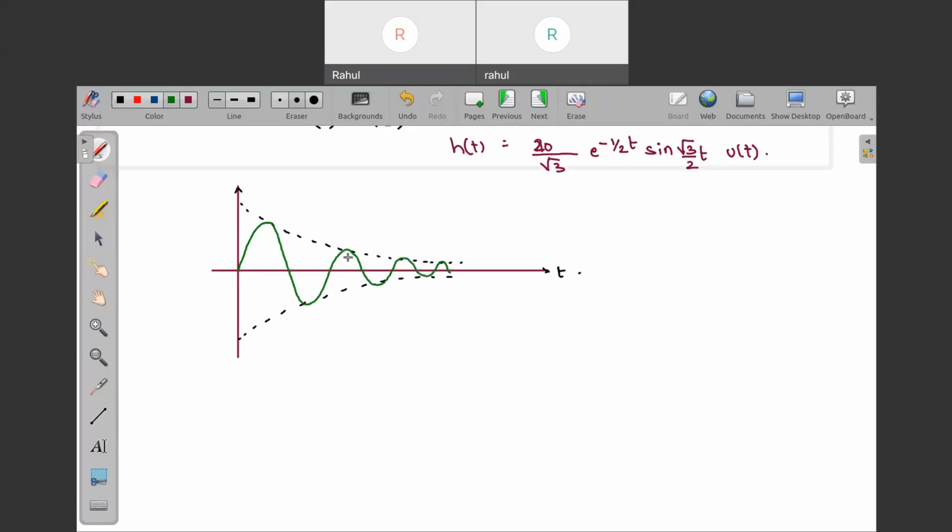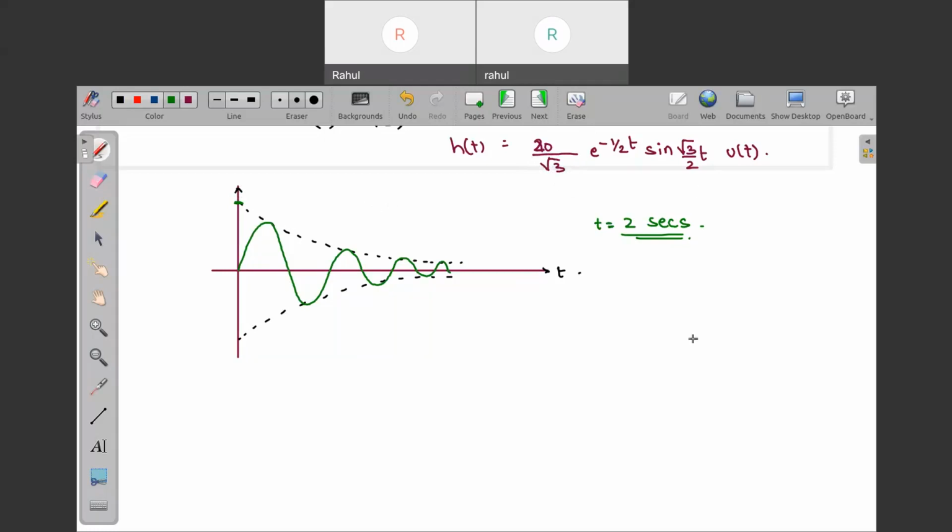So basically at t equal to 2 seconds, the initial value over here is 0, but for this exponential it will be 20 by root 3. So at t equal to 2 seconds, it will be 36.8% of this 20 by root 3. So time constant means this.